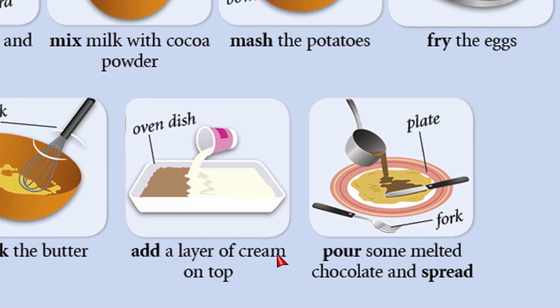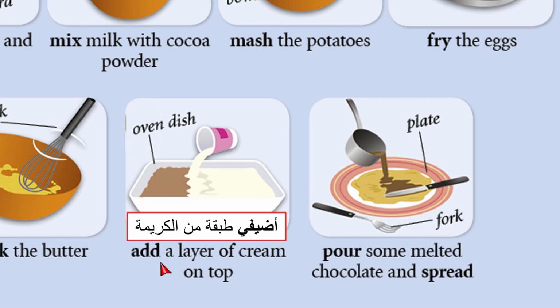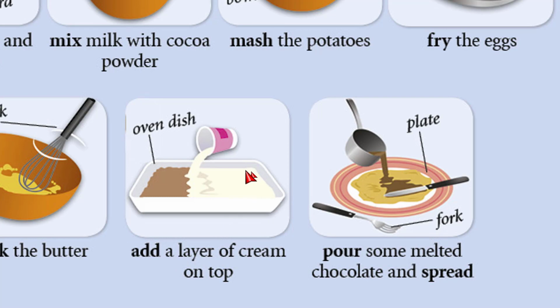Add a layer of cream on top. When you add, you put something on something else. Layer is something that covers the surface of another thing. Add a layer, not a liar. Don't say a liar. No, it's layer of cream on top. And this is an oven dish. Oven dish.